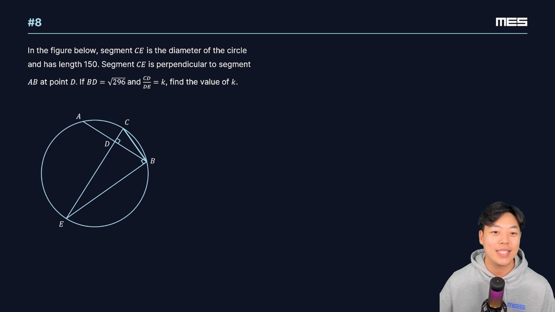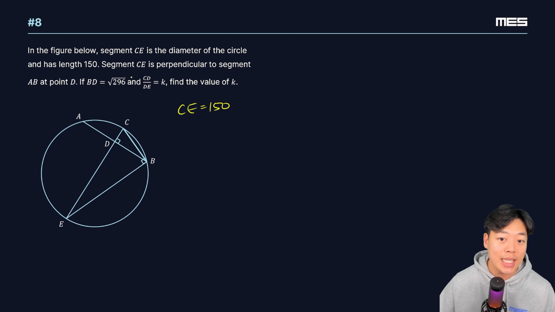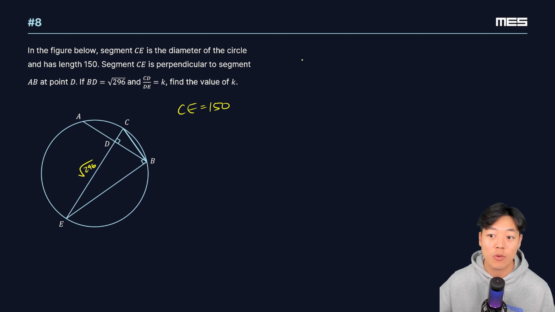In the figure below, segment CE is the diameter of the circle and has length 150. So CE is equal to 150. Segment CE is perpendicular to segment AB. Great, given. At point D, if BD is radical 296, and CD to DE is equal to K. So this is a ratio that we want to figure out. Find the value of K.